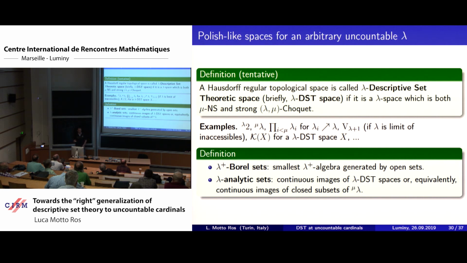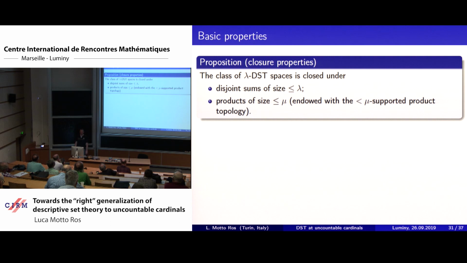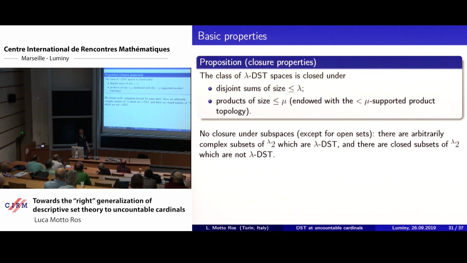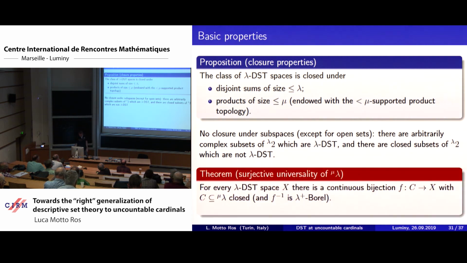So Borel sets are unions of size lambda, intersections of size lambda, closure under this operation. Analytic sets are defined in the usual way. What do you get? Closure properties are essentially as before. You are closed under disjoint unions of size lambda and products just up to the cofinality. This is the natural thing. You don't have closure under subspaces as in the regular case, except for the countable cofinality case, because there you have the complete metric, so you have this closure under G delta, but except for that case, you don't have closure under subspaces, essentially.